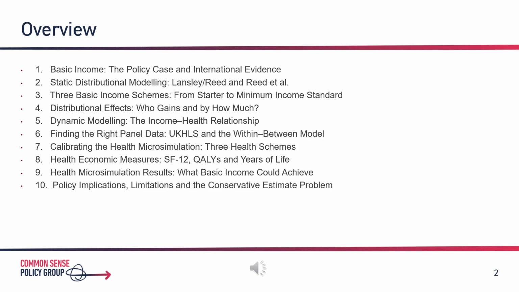The first movement addresses affordability and distribution. Can a revenue-neutral basic income package be designed that dramatically reduces poverty and inequality? The answer is yes, and the numbers are large. The second movement addresses health. What would the income redistribution from basic income do to population health, and what is that health improvement worth in economic terms?